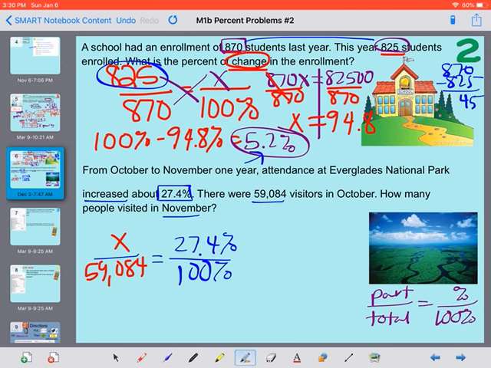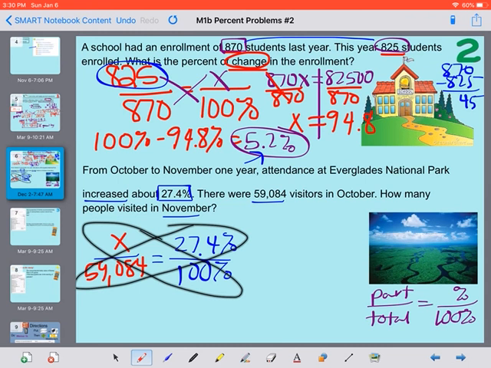So we're going to cross multiply. So 100 times x is 100x. 59,084 times 27.4. It's a big number.